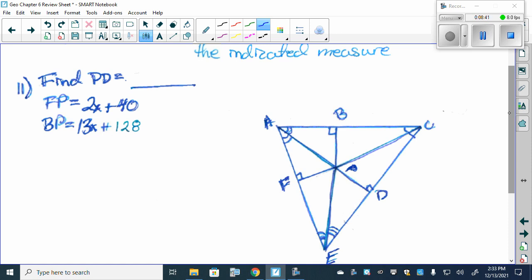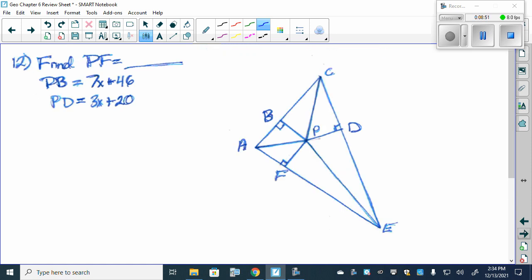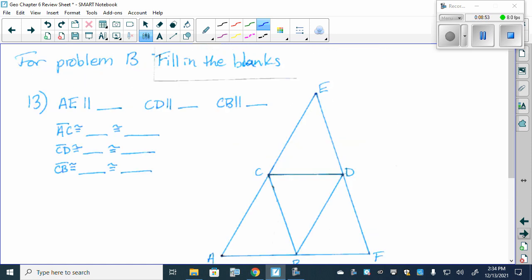Well, what are we going to do with both of these here? We're going to set the two equations equal to each other, solve for the value of x, and then plug it back in. Let's look at number 13.